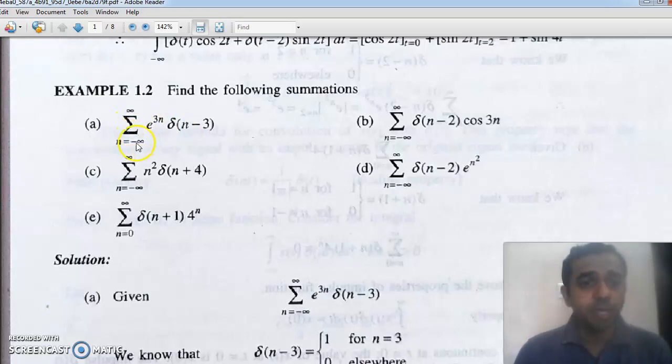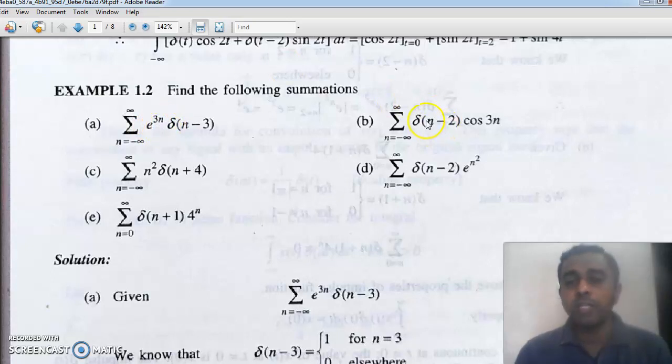This whole summation, even though n is from minus infinity to infinity, we are performing the summation from minus infinity to infinity. Since we have a digital impulse, this impulse has only one value of magnitude 1 at n is equal to 3. So the whole summation reduces to e raised to 3 into 3, that is e raised to 9. That is the answer.